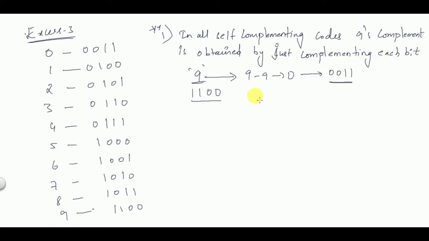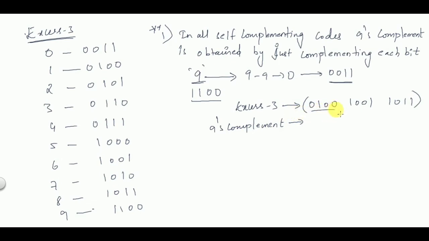Okay, suppose you are given an XS3 code: 0100, 1001, and 1011. You are asked to find the 9's complement of this XS3 code. So how are you going to find the 9's complement?